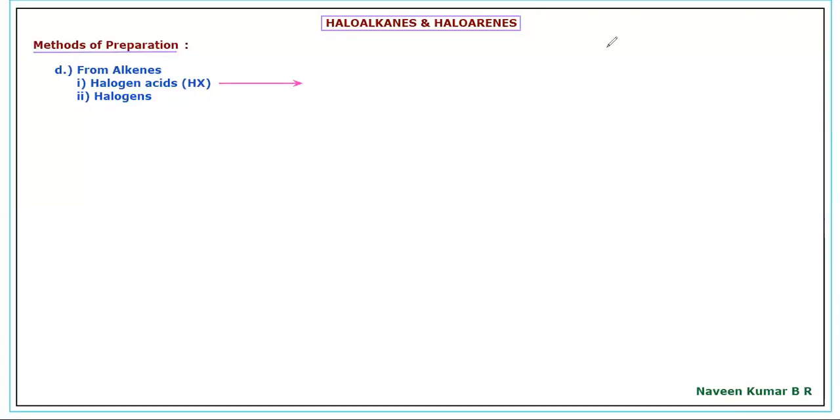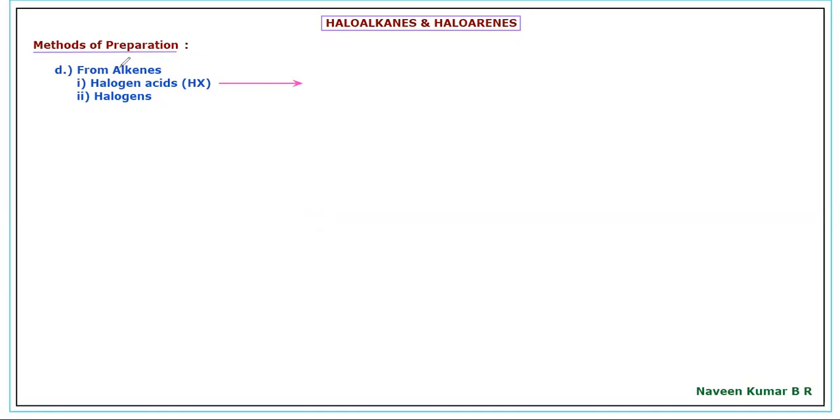In our previous class, we were discussing the methods of preparation of haloalkanes and haloarenes. We have completed till Sandmeyer's reaction. Now we'll continue with the last method of preparation from hydrocarbons, that is by treating the alkenes with halogen acids and halogens. Along with this, we are left with the last method, that is the halogen exchange method, which is a very special method for the preparation of fluoro and iodoalkanes.